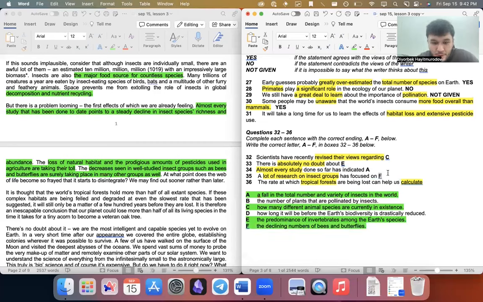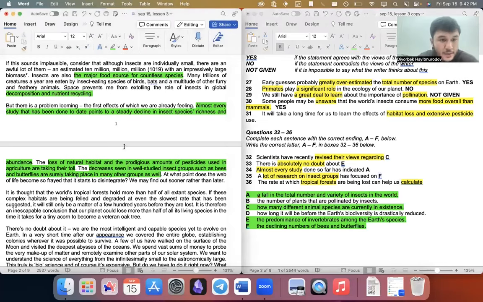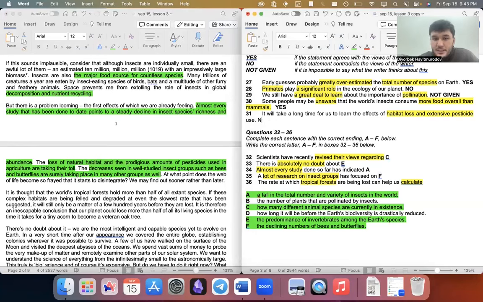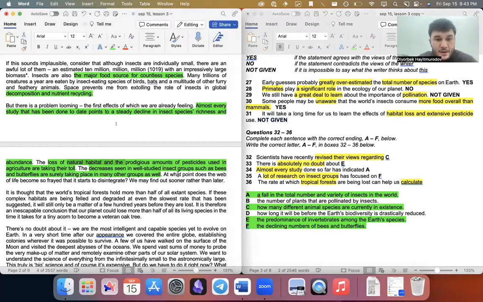What about question number 31, guys? What's the answer for 31? They did mention habitat loss, but they tell us we need many years to learn the effects. Okay. Some of you chose the answer not given already from the previous paragraph, but you need to keep in mind, guys, that even for not given, there is a relevant line, because they did mention habitat loss and they did mention extensive pesticide use. Now, at what point does the web of life become so frayed that it starts to disintegrate?